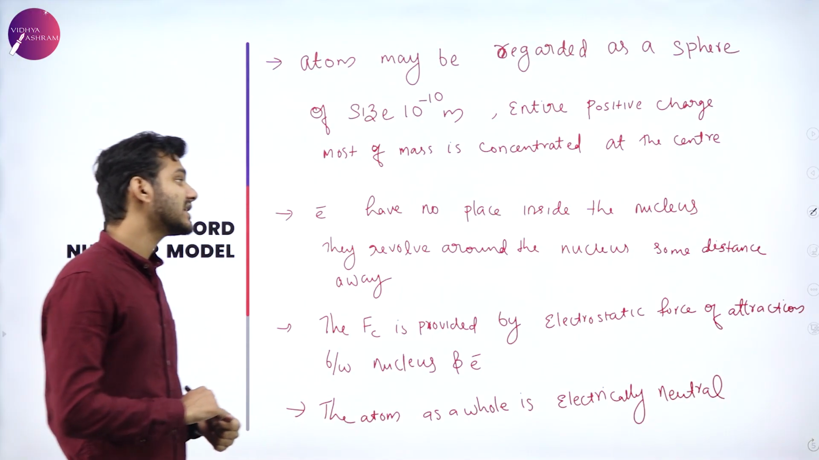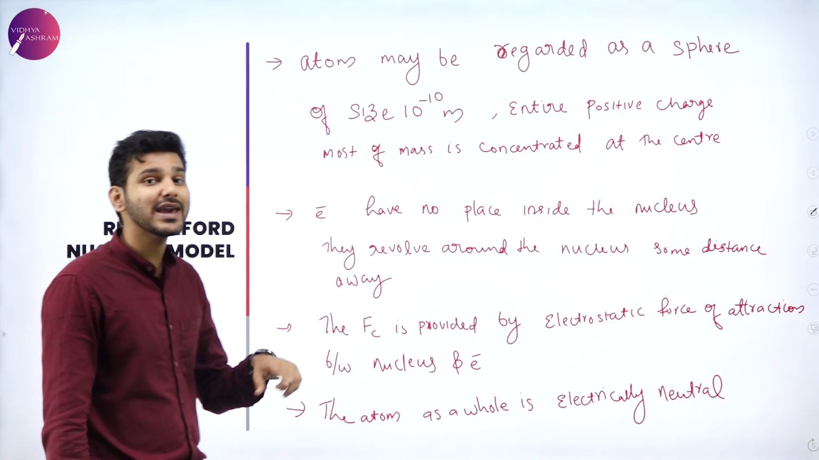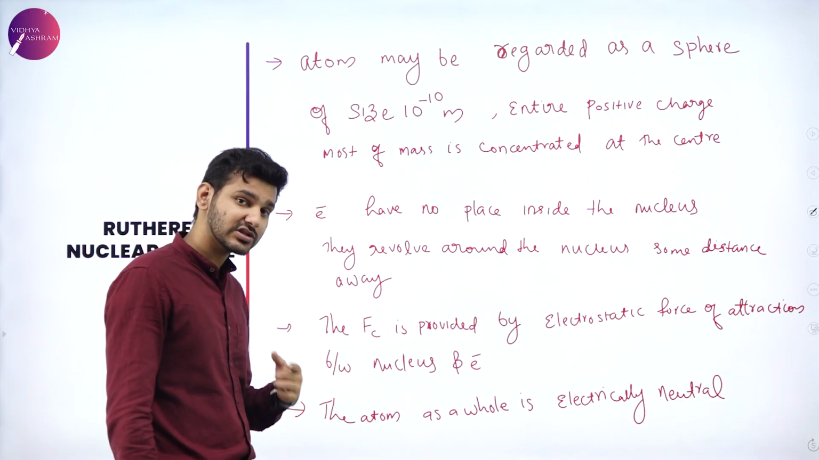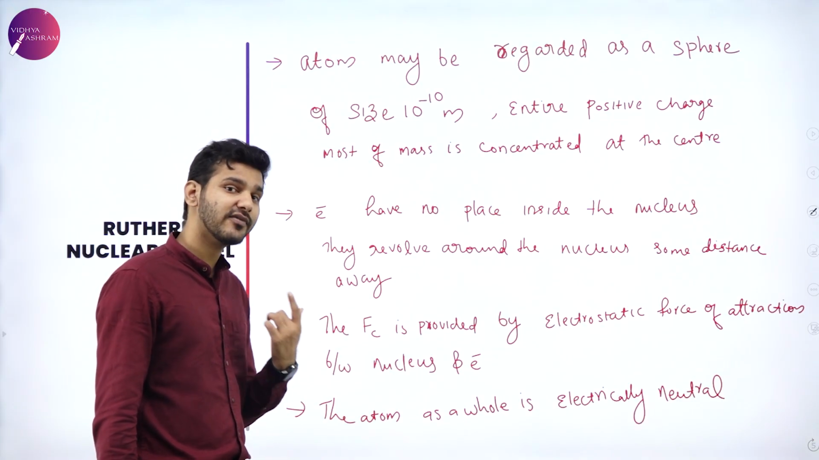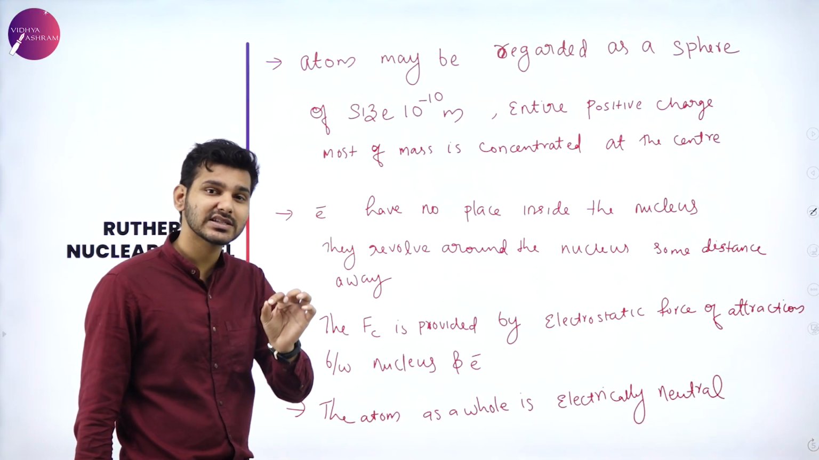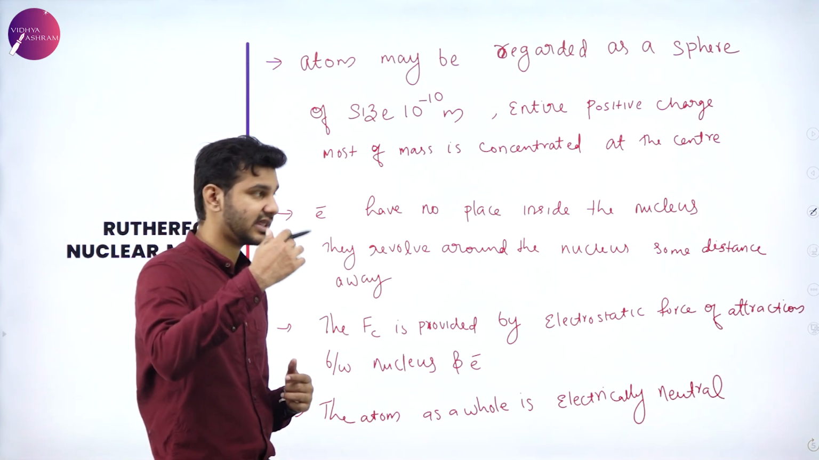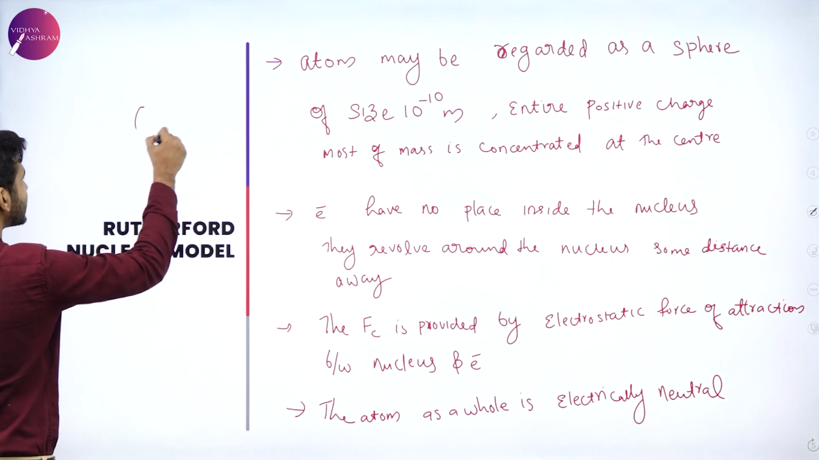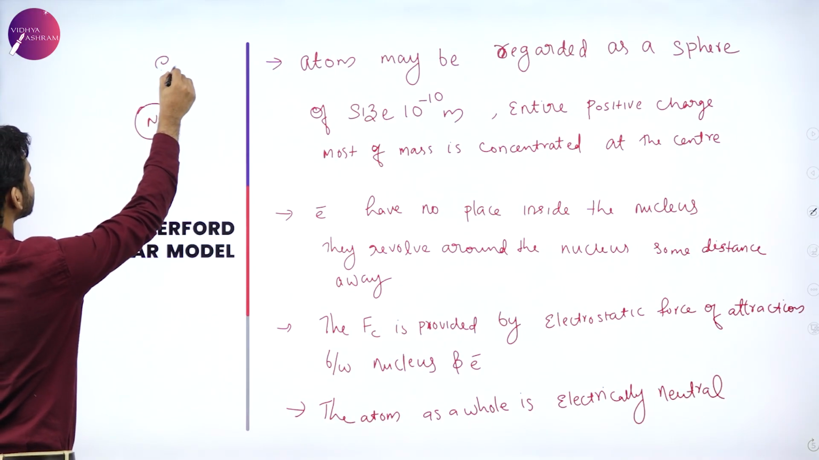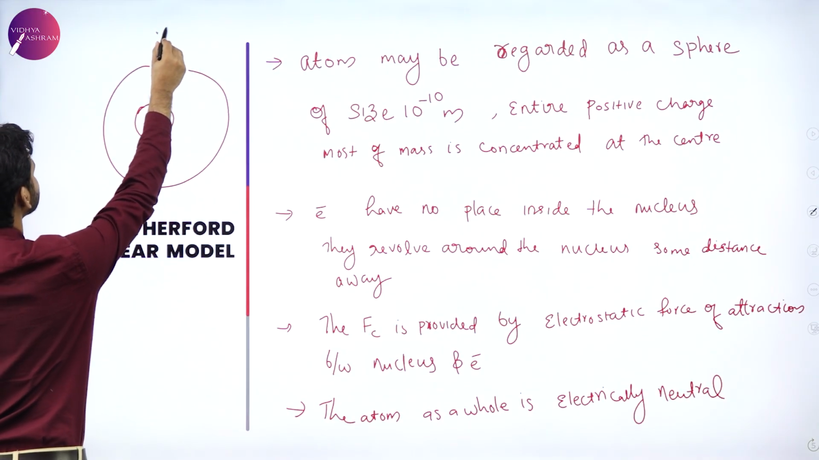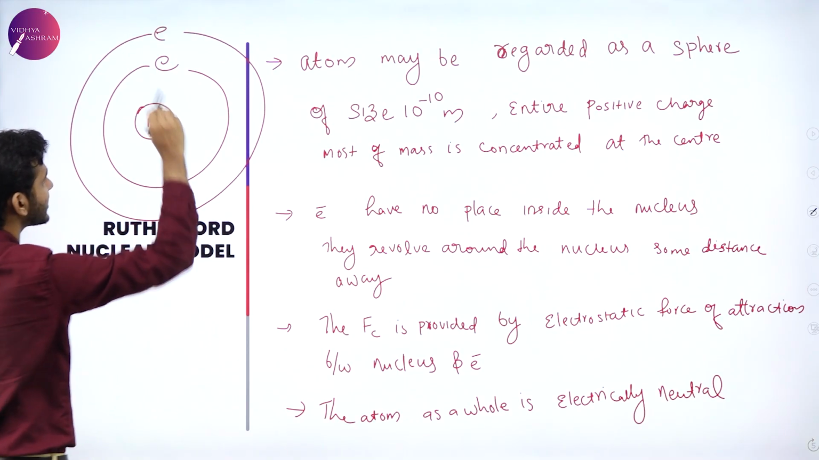So the electrons have no place inside the nucleus. Electrons will be revolving around fixed paths at particular distances away from the nucleus. And this particular revolution, that is, if this is the nucleus, then electrons will be revolving around like this. This is what Rutherford assumed.